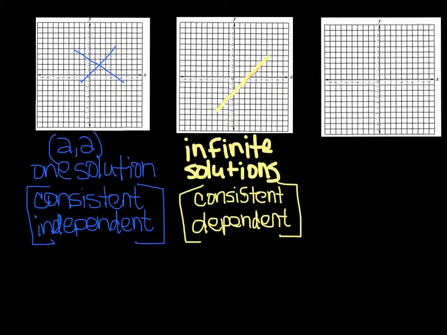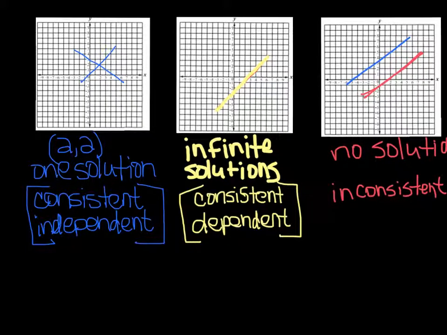The third thing that can happen is you can graph the lines, and they won't ever intersect. They will be parallel to each other. If they never intersect, then they are said to have no solution. If they have no solution, that means that they are parallel. They will have the same slope, but they have different y-intercepts. And that is said to be inconsistent.